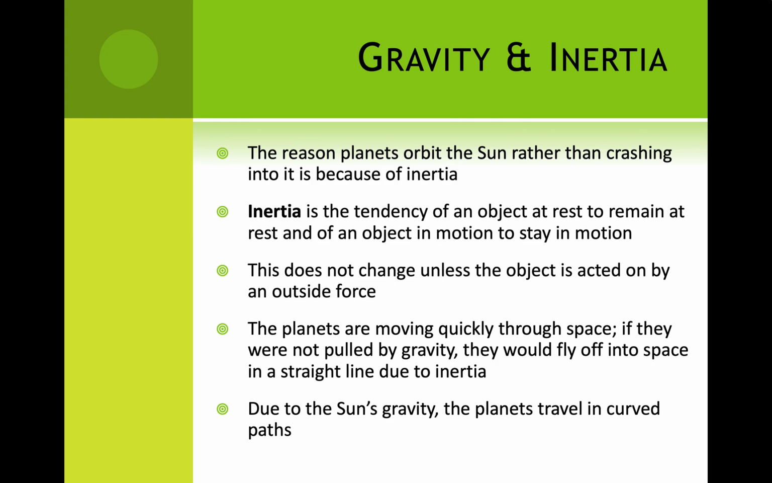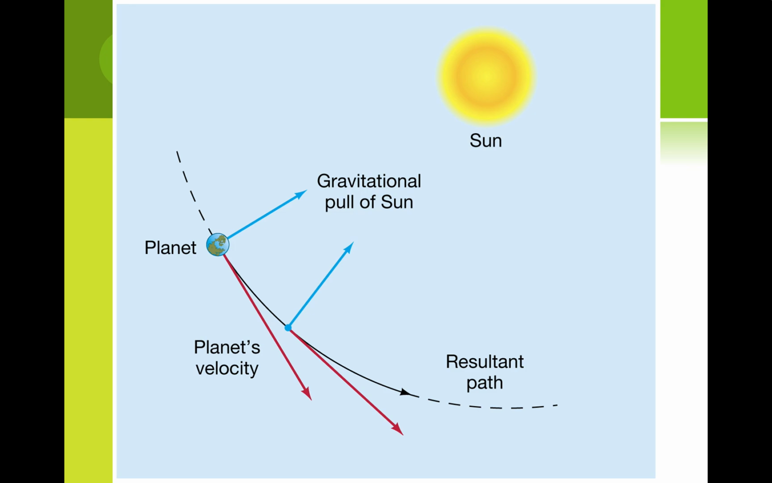However, because of the sun's gravity, the planets travel in these curved elliptical paths. Likewise, if it were not for inertia, the planets would just all get pulled right into the sun. But because of inertia, we have these curved paths. Again, think of it as like a tug of war, but not really. They're not pulling in opposite directions, but they are pulling at an angle to one another.